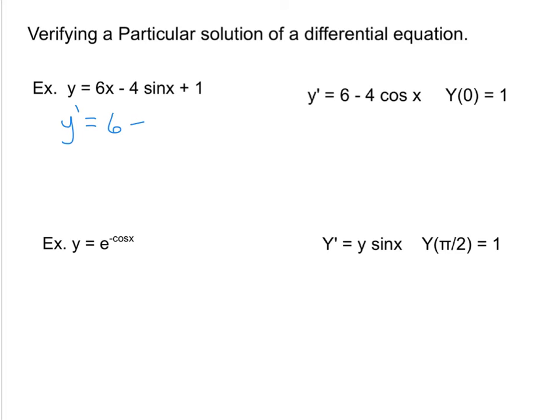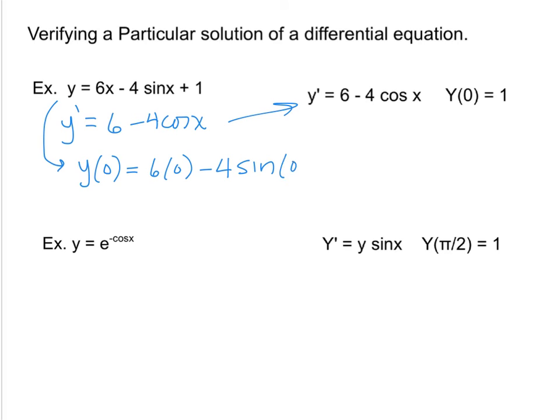So 6 minus 4 cosine x plus 0. So that's verified. Then what I also need to do is look at my beginning function, and put in 0 for x, and see if that equals 1, which it does, so that is verified.